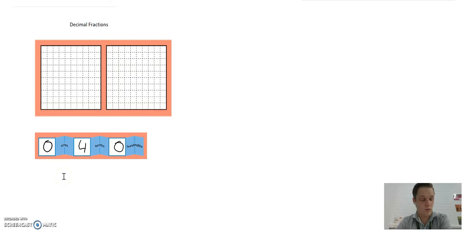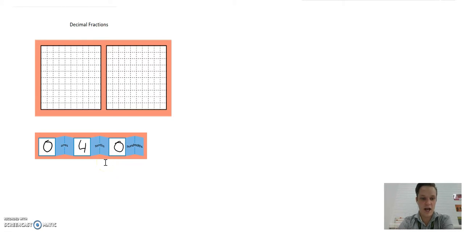So hopefully you've already watched the decimal fractions video by now. This one's going to take it a step further and we're comparing it to common fractions. So as you can see down here we have our number which is 0 ones, 4 tenths and 0 hundredths.